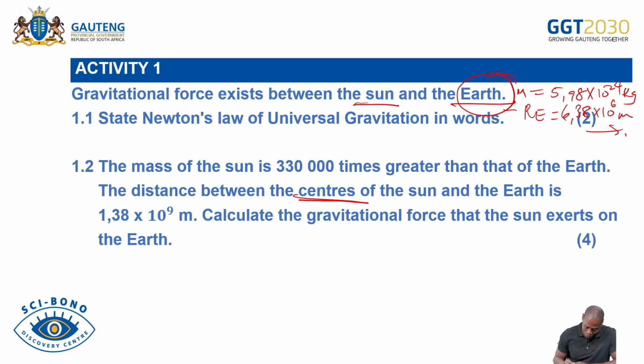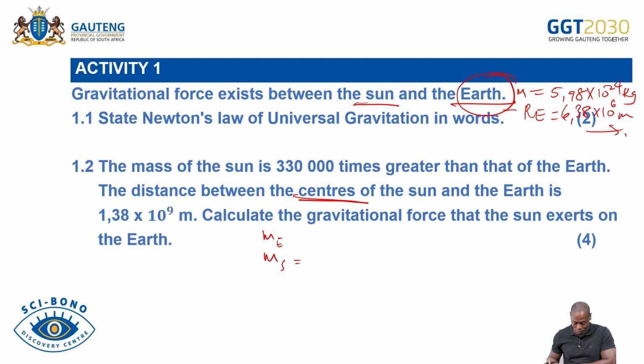So you are given what? Mass of the earth. You also have the mass of the sun, because they are saying the mass of the sun is 330,000 times greater than that of the earth. So you just multiply the mass of the earth with 330,000, then you will be able to get the mass of the sun. So we are given that.